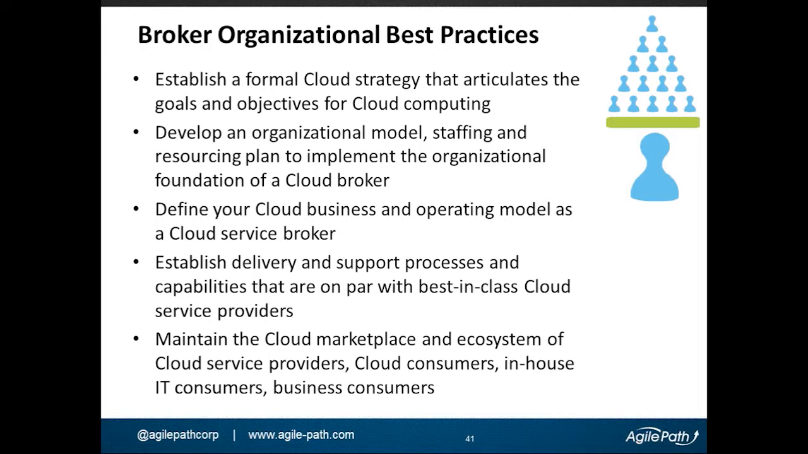Next is be sure that you establish delivery and support processes and capabilities that are on par with best-in-class. You're going to be compared to the best-in-class providers just because you are. Make sure you have support. Make sure that if you're passing support back to your providers, that it's done in a seamless way. So really think through your IT service management processes, your help desk processes, your ticketing processes. Make this the opportunity to grab hold of your customer relationship and own it. Own it like you're desperate to hang on to every customer that you have.